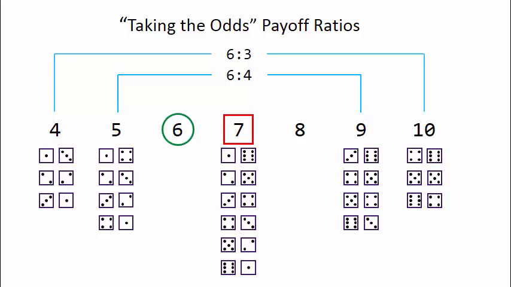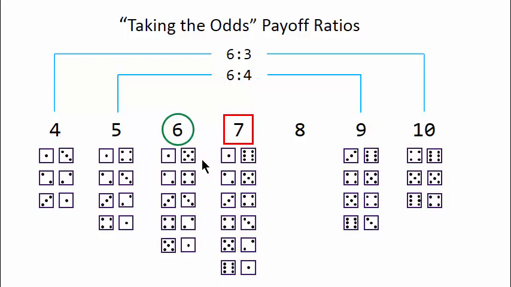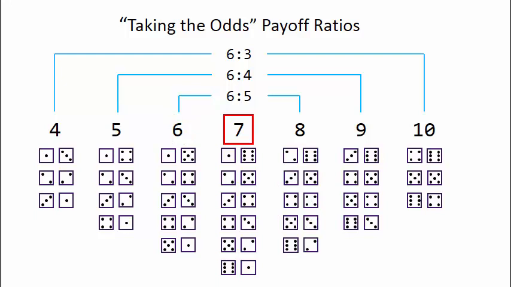If the point is 6, there are 11 throws that render a decision, 5 that win, and 6 that lose. The payoff on a win is 6 to 5, or 1 1/5 times your odds bet. In this case, be sure your odds bet is a whole multiple of $5, so you can be paid off in whole dollars. The same thing applies if the point is 8. This is the complete chart for the taking the odds side bet.